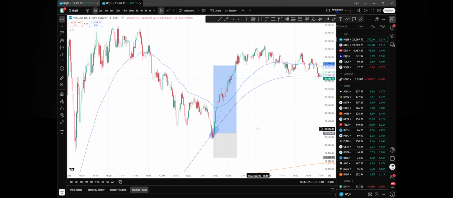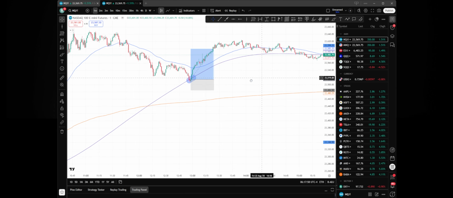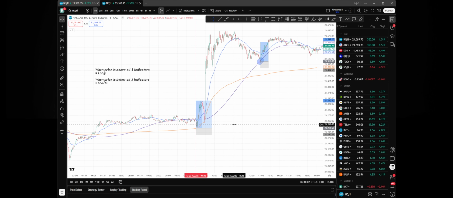No drawdown on this trade. It taps into this 200 simple moving average and instantly bounces up, going higher. We break above the 50 EMA as well, and then we just hold it until we eventually come in and break below the 50 EMA. As you can see, this is a very simple strategy that I use every single day on my trading channel.